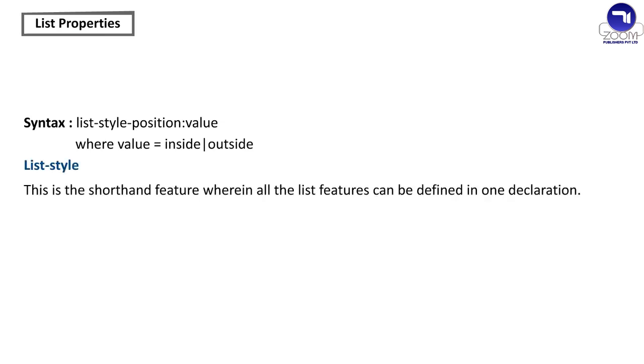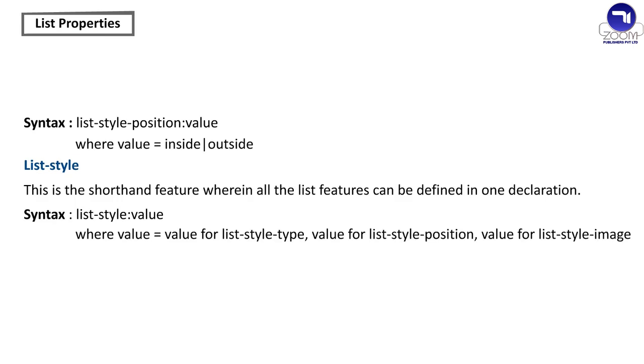List style. This is the shorthand feature wherein all the list features can be defined in one declaration. Syntax: list-style value, where value is the value for list-style-type, the value for list-style-position, and the value for list-style-image.